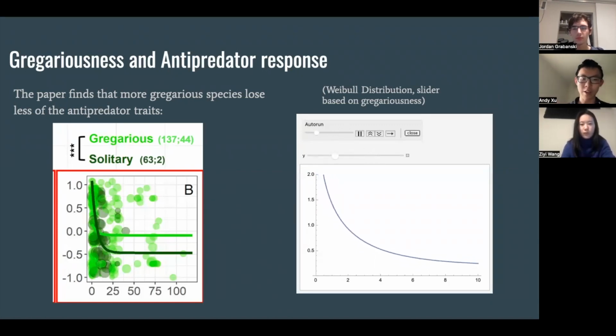We use this finding from a paper which shows that gregarious animals have this light green curve in terms of anti-predator response in human presence, and solitary animals have this deeper green curve. So we use Weibull curves because we found that they have a similar shape, and then using G as the gregariousness factor, we use this as a variable that we could fit in as an extra parameter in the Weibull curve and obtain a curve for the response.